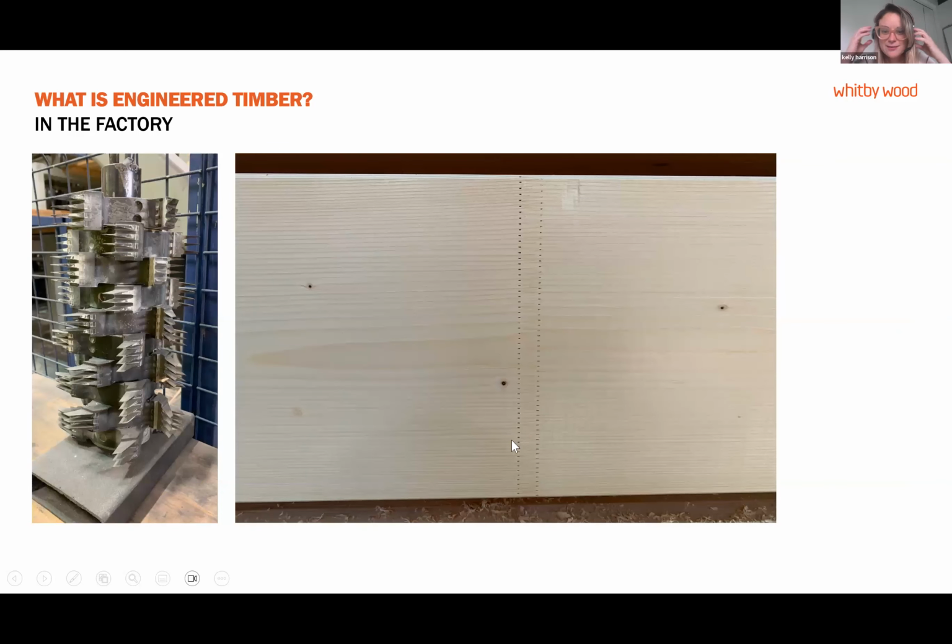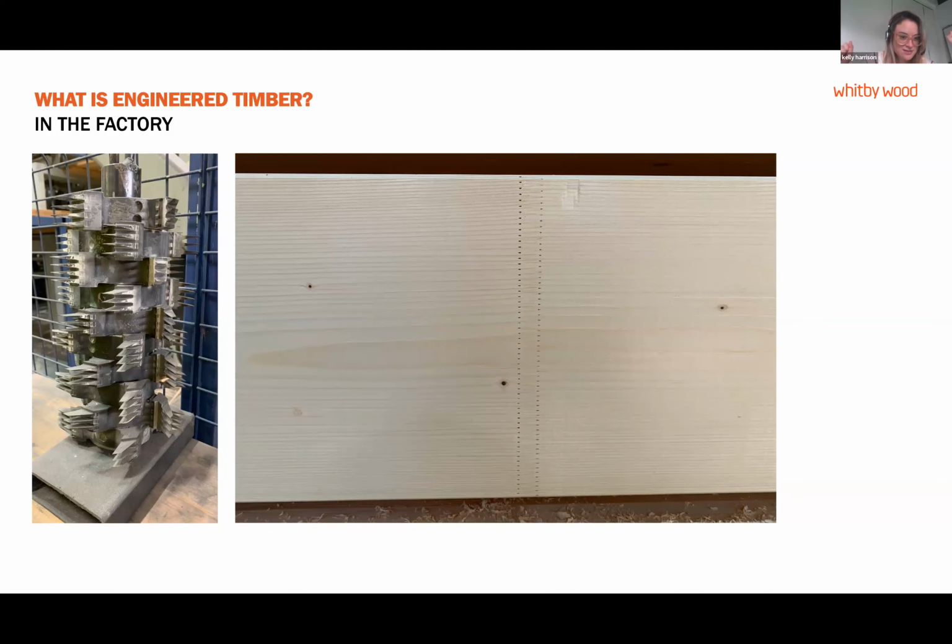And the big thing about glue-lam and CLT is how it's made into long lengths. So you have your pieces that are maybe about 5 or 6 meters long maximum, that you get cut straight from the log. But then we want to make beams that are anything up to 15, 20 meters long, maybe more realistically 6, 7 meters, or maybe 9 meters if we're doing something large. And the way we get those lengths of all the lamellas to connect together is by using a finger joint.